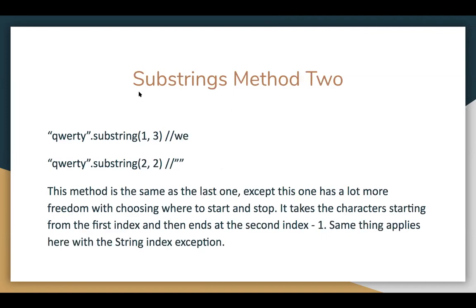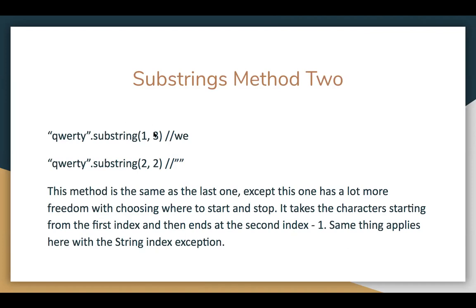Substring method number 2. It uses the same dot substring, but the difference you can see here is that we have another number separated by a comma. What this would output is WE. This method is the same as the last one, except this one has a lot more freedom with choosing where to start and stop. It takes the characters starting from the first index, which is the first number, and ends at the second index minus 1. The same thing applies here with the string index exception.